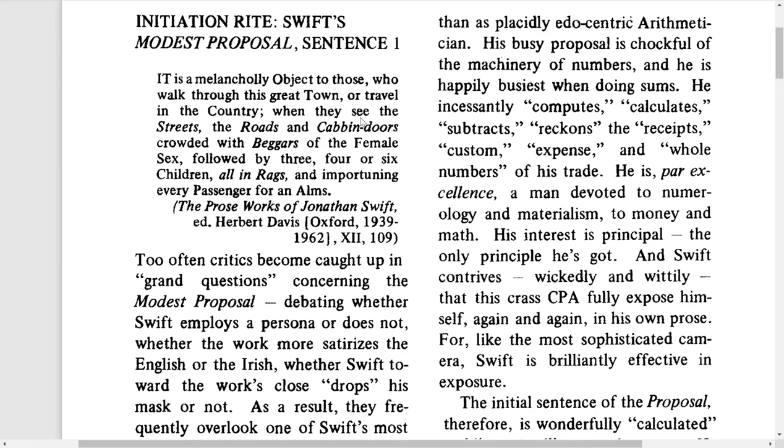Now, in this essay, Initiation Right, Swift's A Modest Proposal, Sentence 1, the author is just looking at the first sentence in Swift's essay, not the rest of the essay, just the first sentence. And that is how we want to approach a text. Just one sentence, just one phrase. Or if you have keen eyes, just one word in order to come up with the ideas. So let's read this couple of paragraphs here.